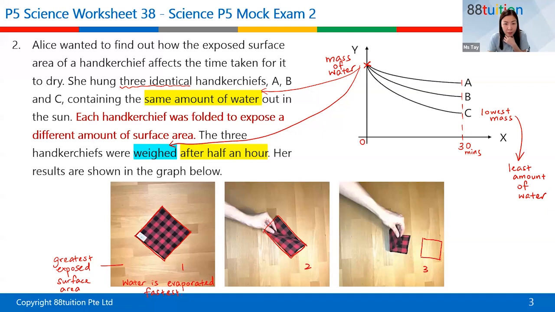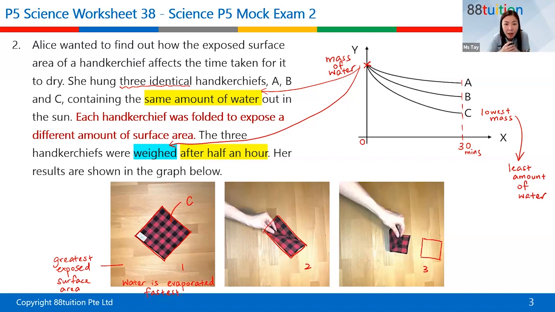Aditya, you also put in the answer there. Very good. So least amount of water. So which is my handkerchief C? Is it 1? Is it 2? Is it 3? It has got to be 1, isn't it? Right, so this must be my handkerchief C. Why is this handkerchief C? Because it has the lowest mass of water after 30 minutes. That means a lot of this water already evaporated.